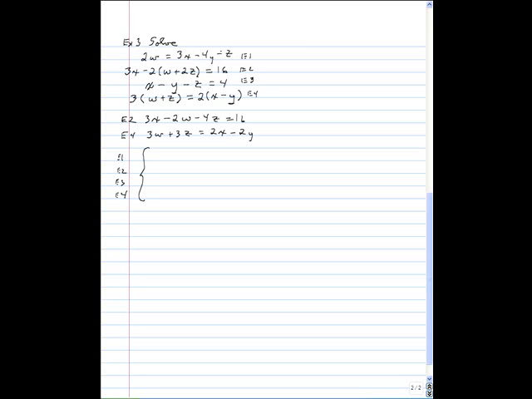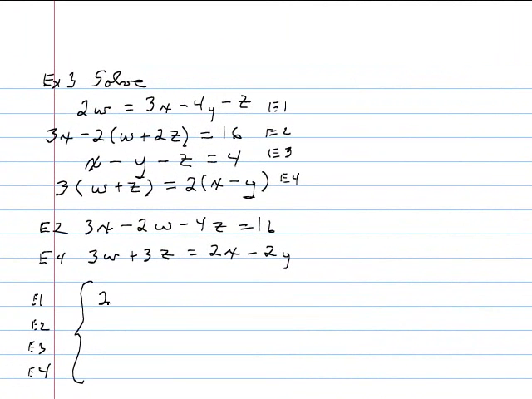Equation 1 is not too bad. I could get it into the proper form by simply bringing the x, y, and z over to the left. So for equation 1, I'm going to write 2w minus 3x plus 4y plus z equals 0. When I bring my x, my y, and my z to the other side, that leaves no number on this side, so equals 0.